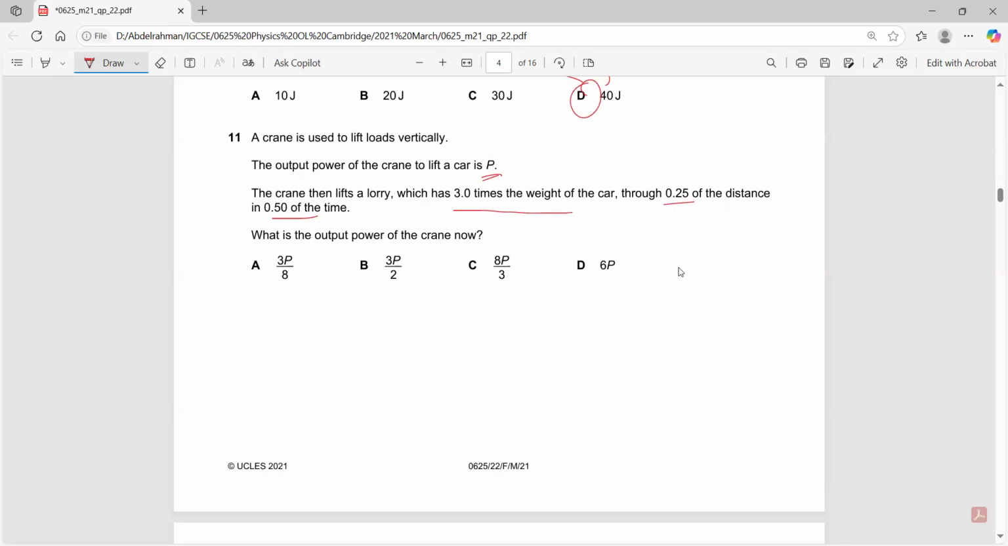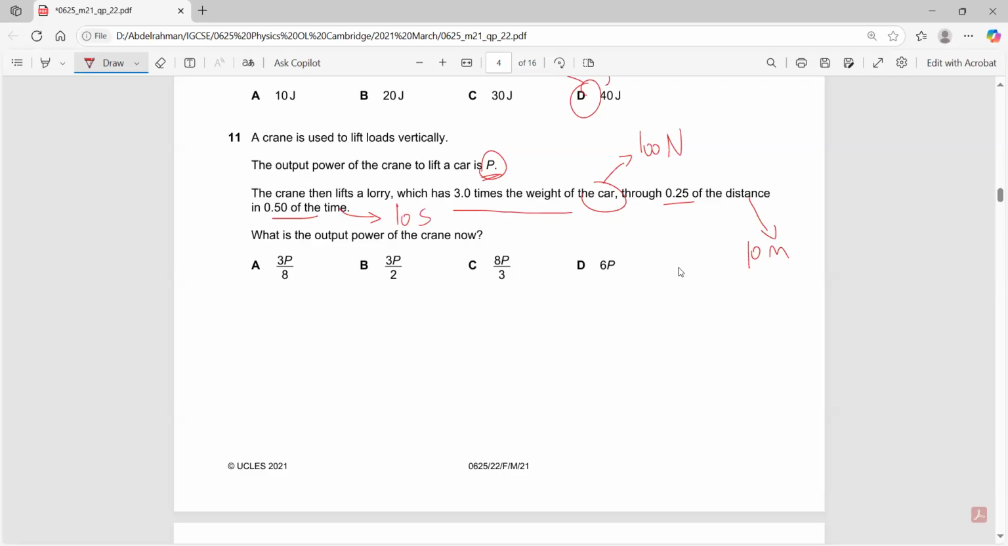Okay. So the power of this crane is P. The crane lifts a lorry, which has 3 times the weight of the car. So let's assume a weight for the car. For example, the weight of the car is 100 newtons. A small car, for example. Through 0.5 of the distance. What was the initial distance of the car? Let's say that the initial distance was 10 meters. And 0.5 of the time, what was the initial time? Let's say again that the time was 10 seconds.